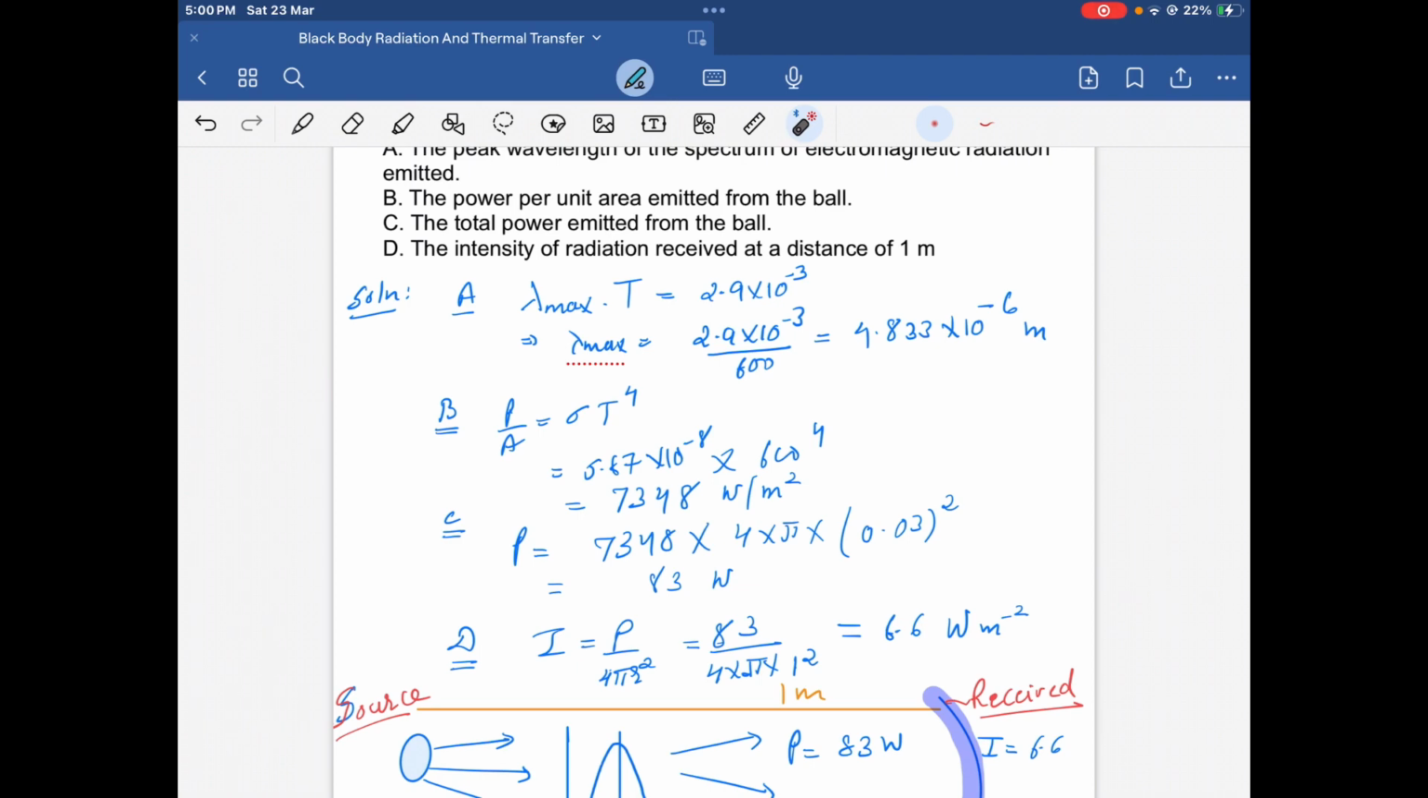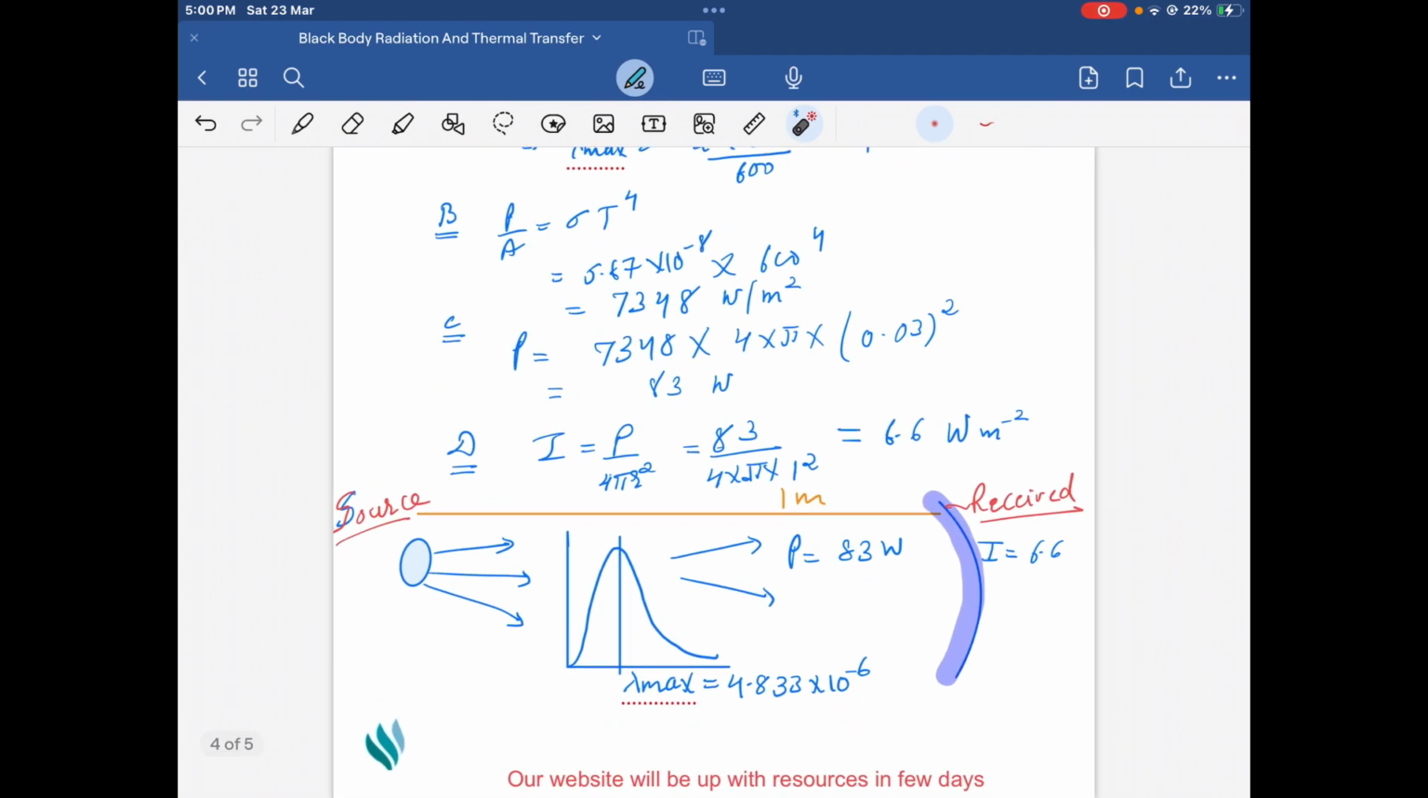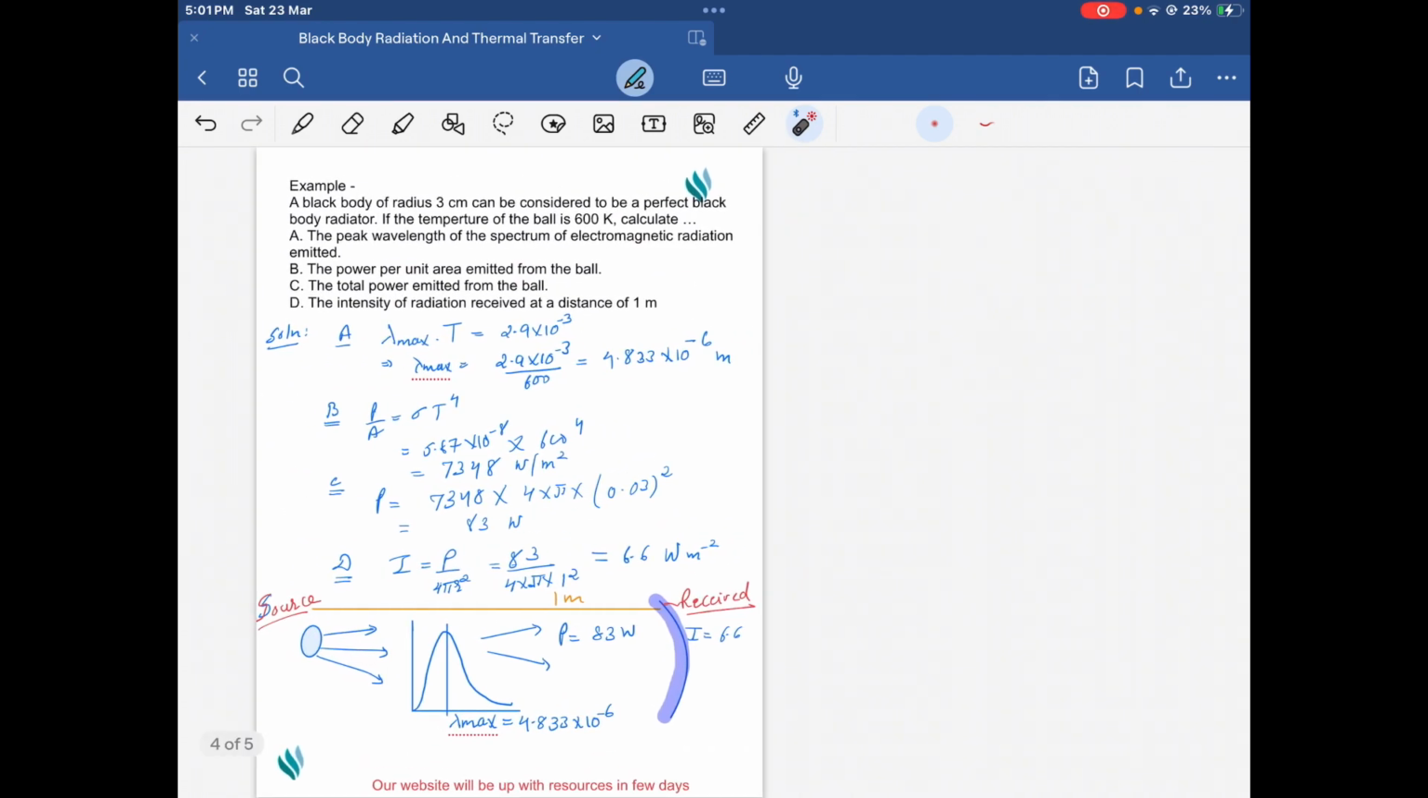And the last part, D, is the intensity. Intensity means, let us understand this problem. This is the source. It is radiating the radiations. The intensity which is maximum for this particular wavelength, lambda max, is 4.8 into 10 to the power minus 6. These radiations are received at a distance of 1 meter from the source. What will be the intensity of the radiations received is part D. So I is equal to P over 4 pi r square. Here R will be the distance. Plug in the values. The answer we are getting is 6.6 watts per meter square.